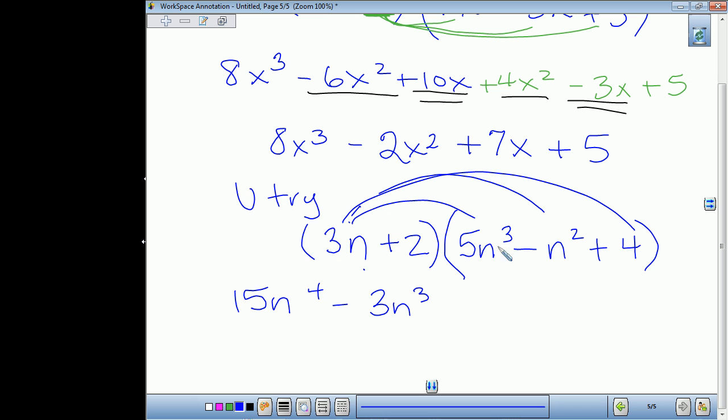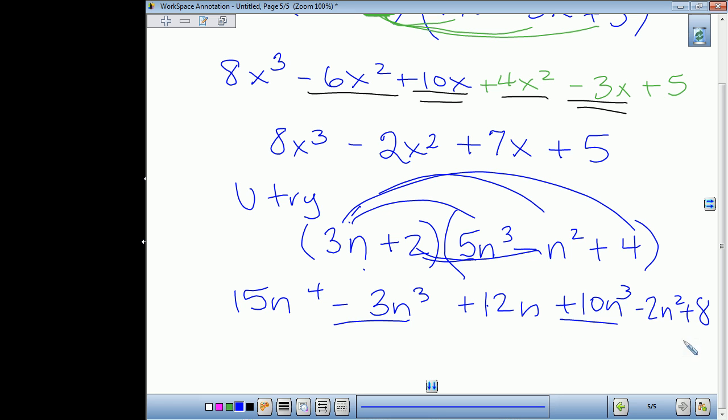3n times this, 12n. 2n times this, 10n cubed. 2n times this, negative 2n squared. And then plus 8. So we only have one pair of like terms. That is all we can combine.